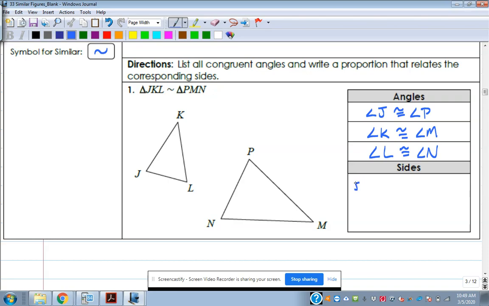Now, the ratio of the sides. So side JK is in ratio with which side in the other triangle? PM. That ratio would be the same as side KL over what side?